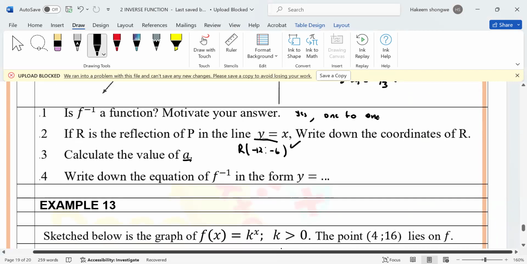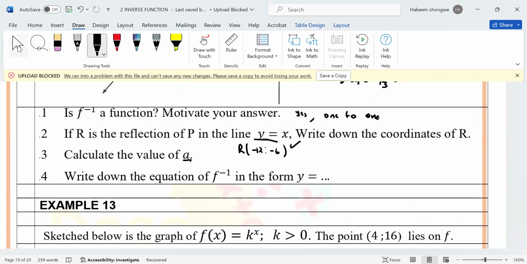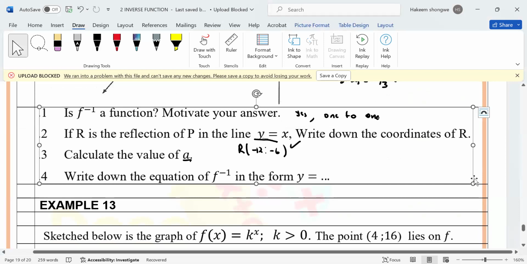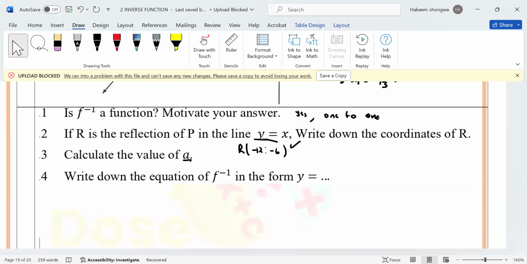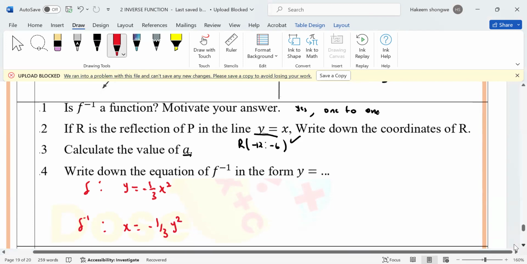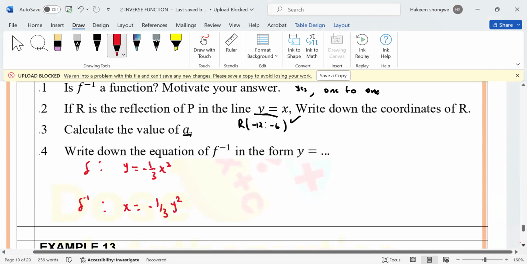And then last but not least, they say write down the equation of f inverse. So if we're going to be writing the equation of f inverse, how is it going to look? Whatever is x becomes y. So basically you start with f. What does f say? It says you have y, which is equal to minus 1 over 3 x squared. Then you go to f inverse. For f inverse, you're going to tell them you have x, which is equal to minus 1 over 3 y squared.